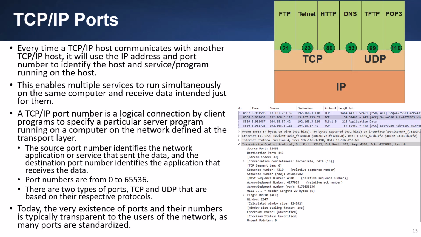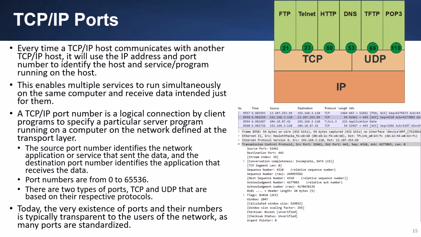Every time a TCP/IP host communicates with another TCP/IP host, it will use the IP address and port number to identify the host and the service or program running on the host. This enables multiple services to run simultaneously on the same computer and to receive data intended just for them. A TCP/IP port number is a logical connection by client programs to specify a particular server program running on the computer on the network defined at the transport layer. The source port number identifies the network application or service that sent the data, and the destination port number identifies the application that receives the data.